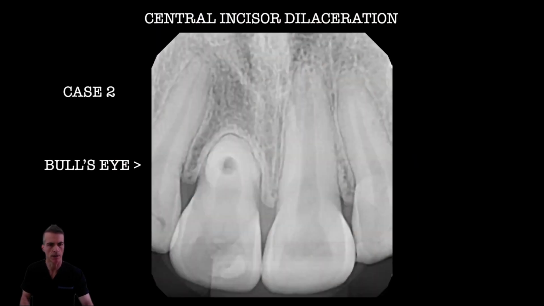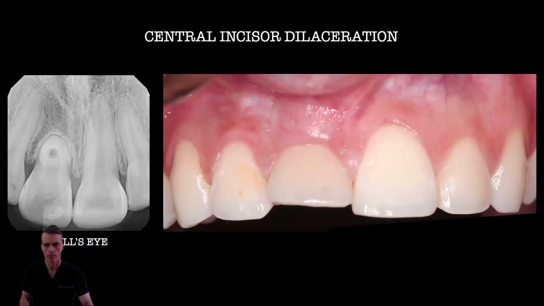The second case was basically referred for pain. The patient had a significant discomfort on a regular basis every time she ate, and there was a significant pain at palpation as well on the buccal aspect of the right central incisor. The radiograph you can see is the famous bull's eye.